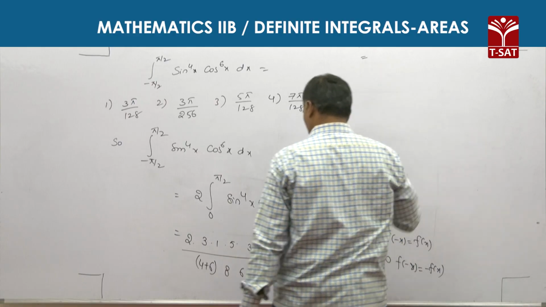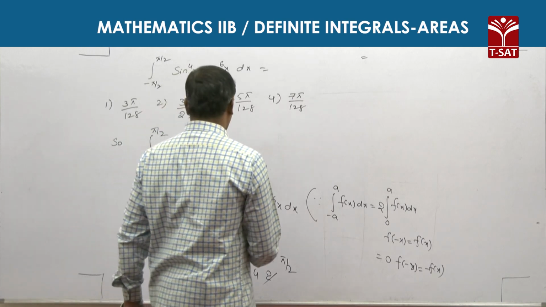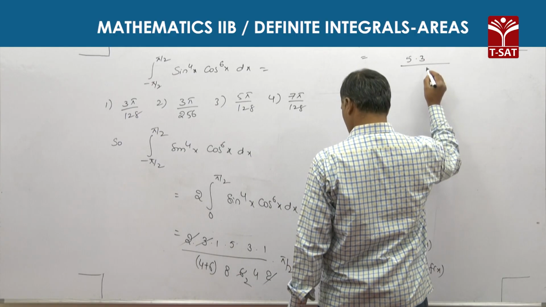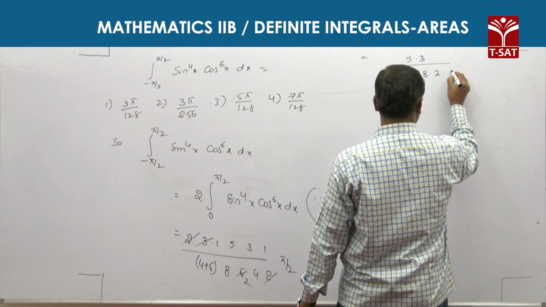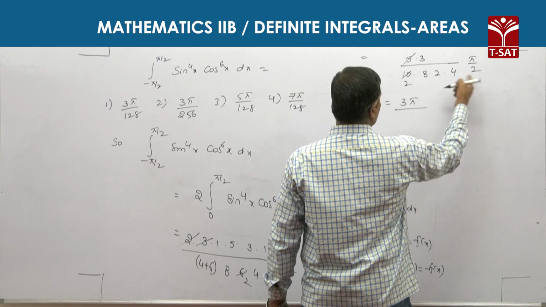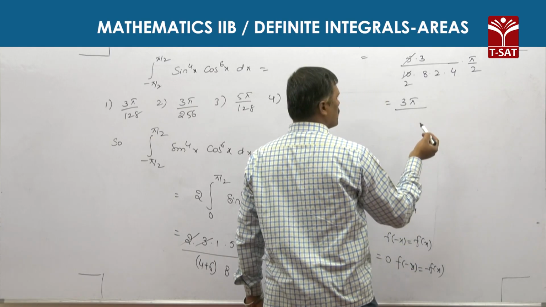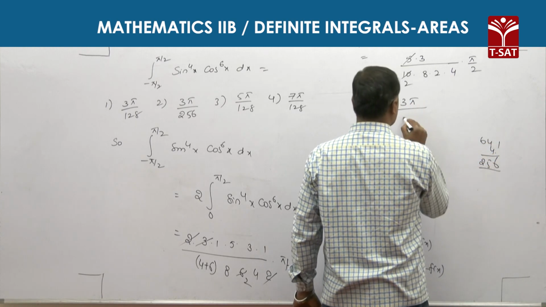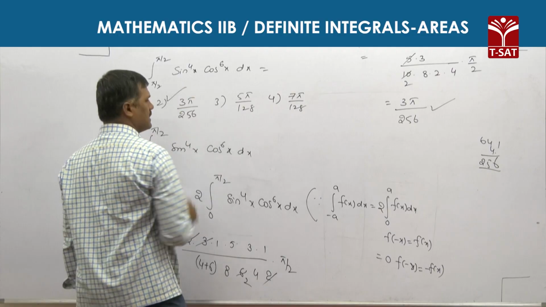So simplifying that, it is equal to 2 will go, 3 twos are 6, numerator 5 into 3, divided by 6 plus 4, 10 into 8 into 2 into 4 into pi by 2. 5 goes 2 times, that is equal to 3 pi by 8 twos are 16, 16 into 4, 64, 64 into 4, 256. So 3 pi by 256 is the solution.